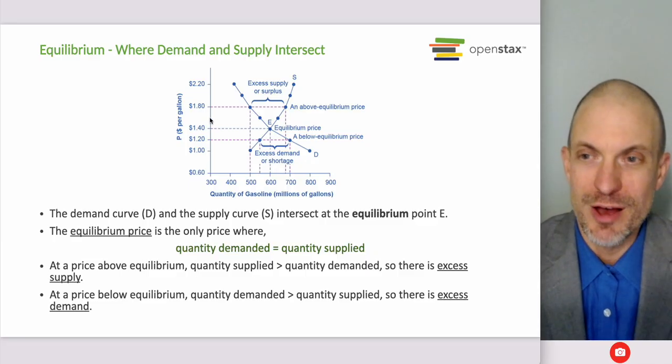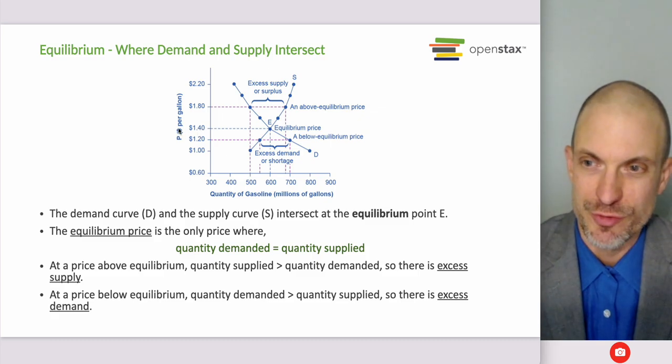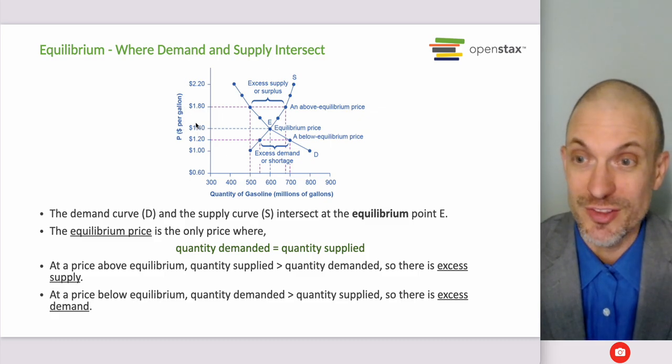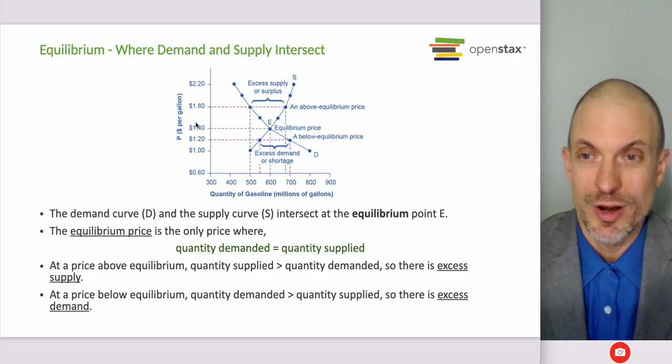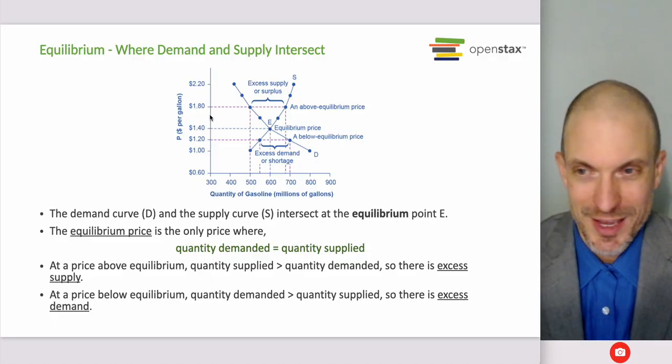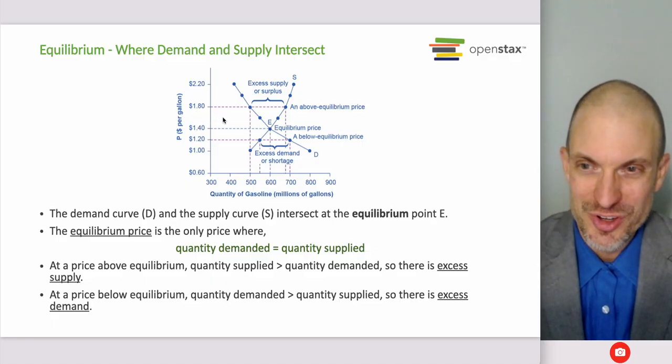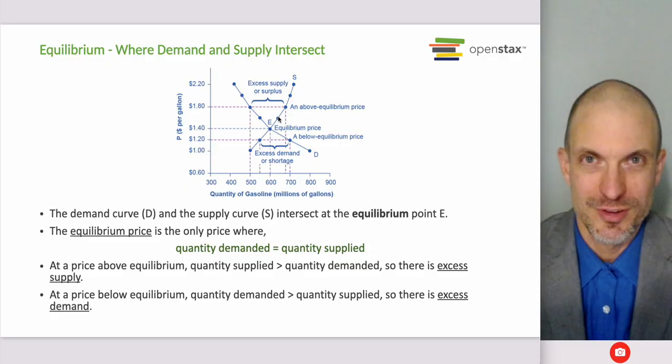At all above equilibrium prices, meaning here's the equilibrium, it's $1.40. At all above equilibrium prices, including $1.80, that's higher than the equilibrium price, quantity supplied is going to be bigger than quantity demanded. So by definition, you'll have a surplus. We can see that because just pick a point, make a horizontal line corresponding to that price. You'll bump into the demand curve first, which means a smaller quantity demanded, and then you'll bump into the supply curve. Larger quantity supplied, that's going to be a surplus.